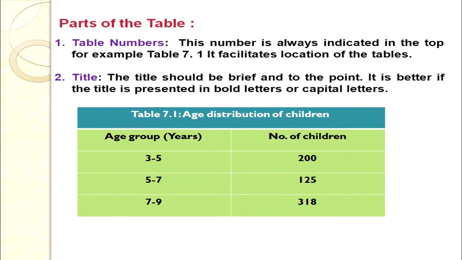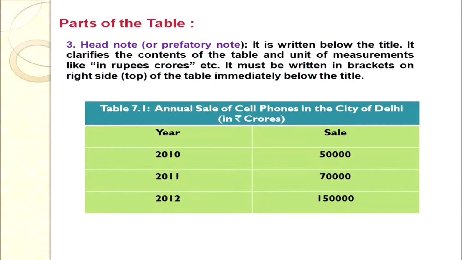Now, after this, we are going to discuss head note. As you can see in the example, the head note is in brackets, in rupees crores. That means the head note is just written below the title. So, first we are talking about the location where to write the head note. First we write the table number, then the title, and then the head note. Head note will be just below the title and it will be in brackets.